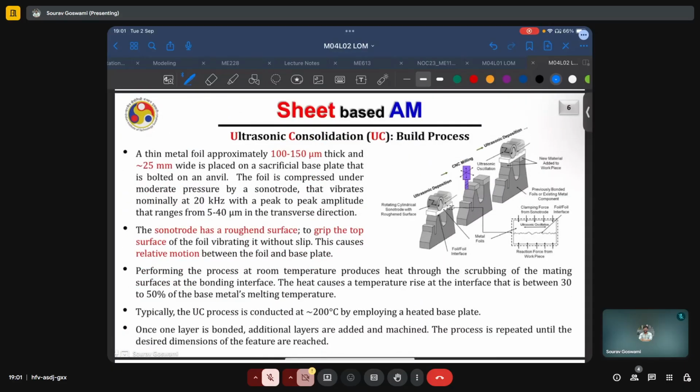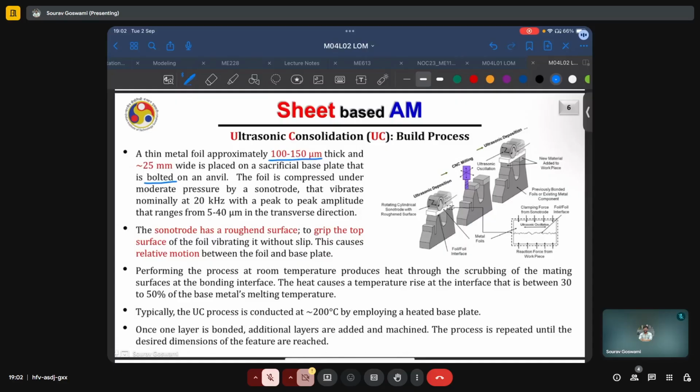In each layer, a thin metal foil, which is approximately 100 to 150 micrometers thick and approximately 25 mm wide, is placed on a sacrificial base plate that is bolted onto an anvil. Why bolted? Because they will be subjected to these ultrasonic vibrations, which can cause the anvil to come loose and the printing process to be disrupted. So they have to be bolted.